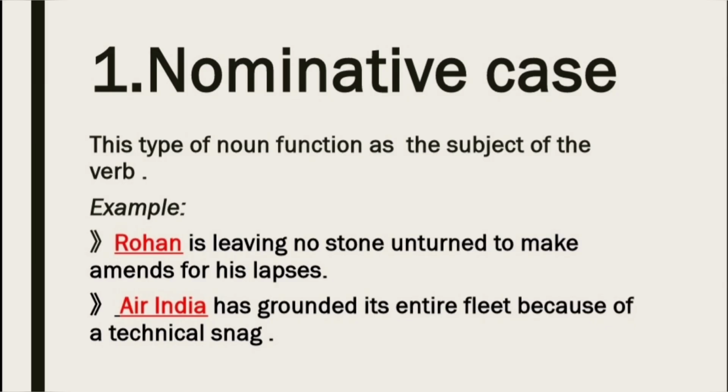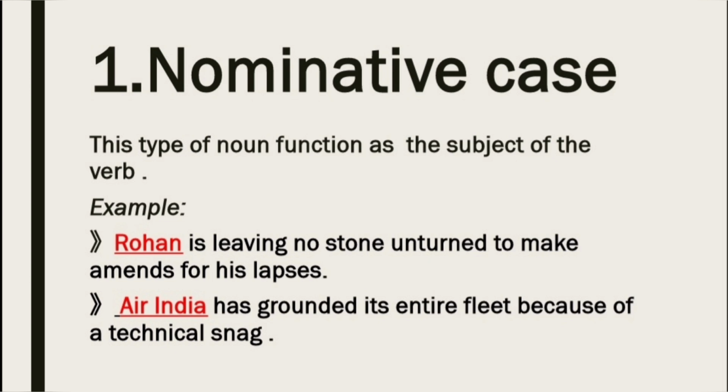The first type of case is nominative case. This type of noun functions as the subject of the verb. When a noun functions as a subject of the verb, the subject is the doer of the action. Whenever a noun is acting as an agent of doing an action, and acting as a subject of the verb, that is its nominative case, because subject means doer of the action. So in nominative case the noun will act as the subject, as the doer of the action.